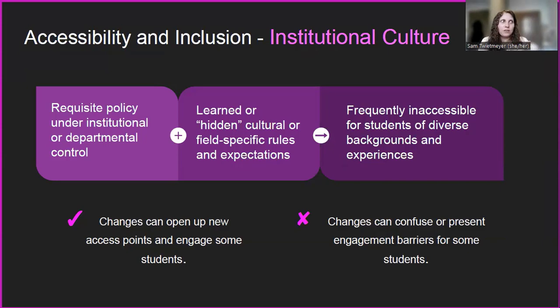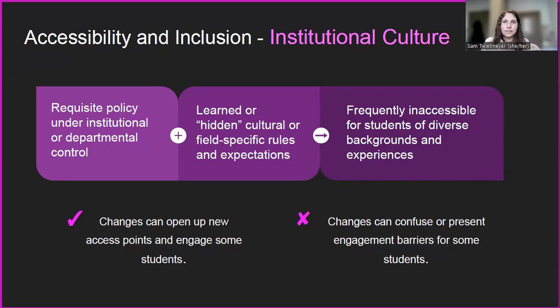Because there's the requisite policy, which is under institutional and departmental control, but this is in combination with learned or hidden cultural or field-specific rules and expectations that you might not fully realize you are assuming. And combined, this can create syllabi which are inaccessible to a wide variety of students from diverse backgrounds and experiences.